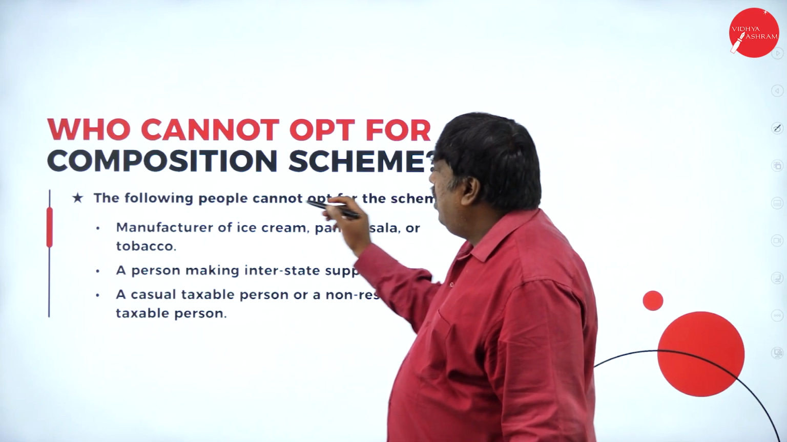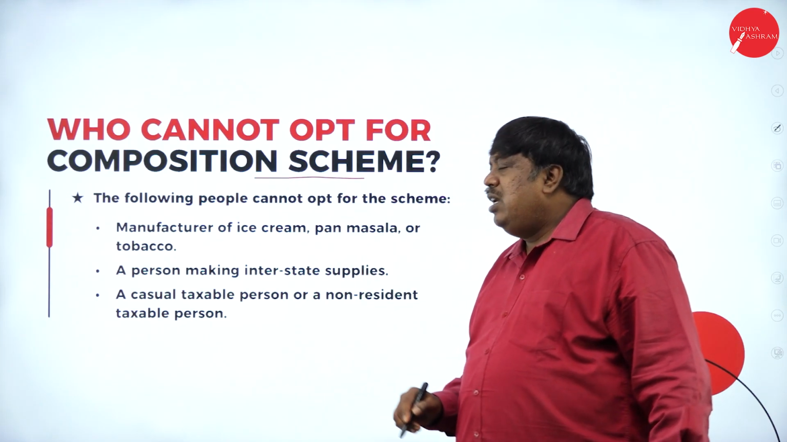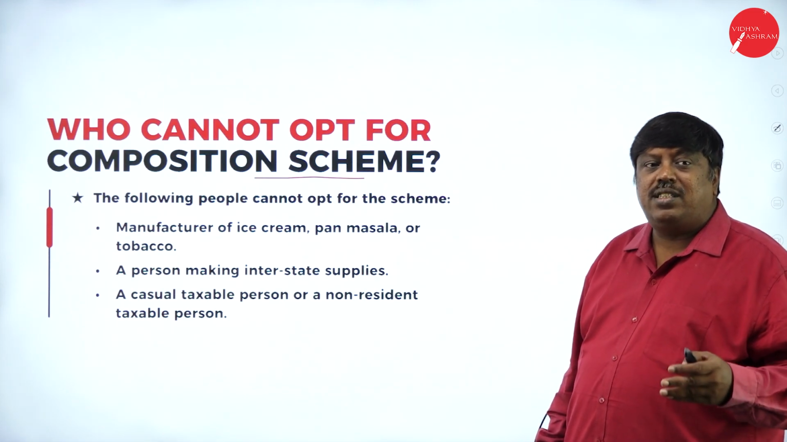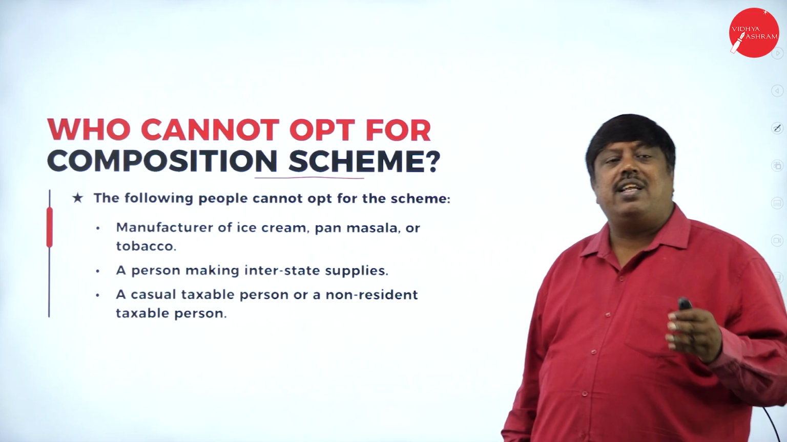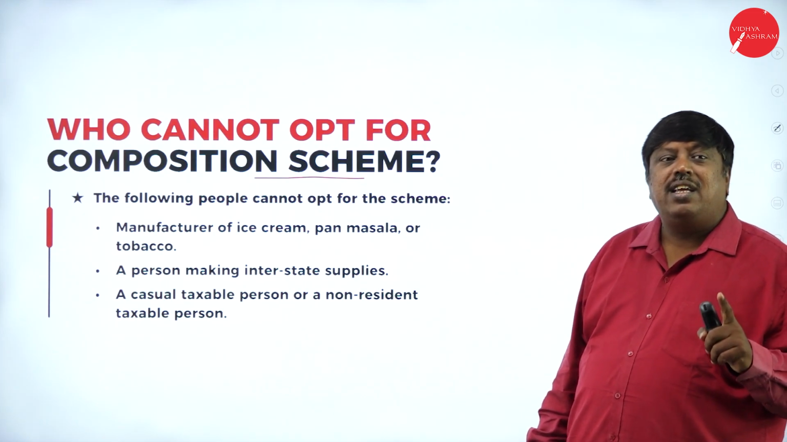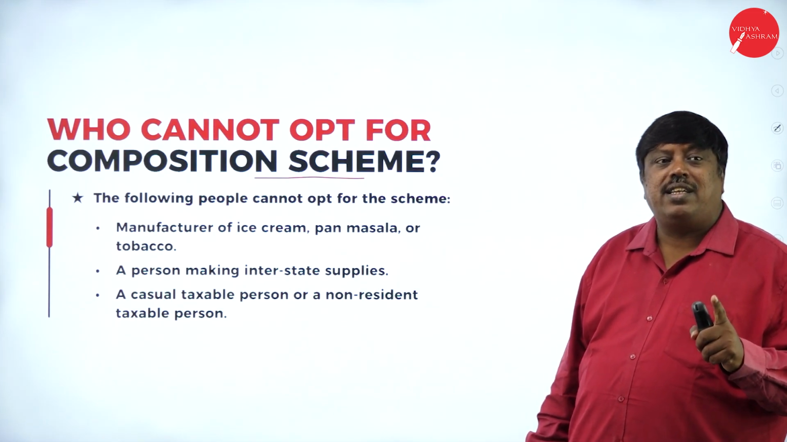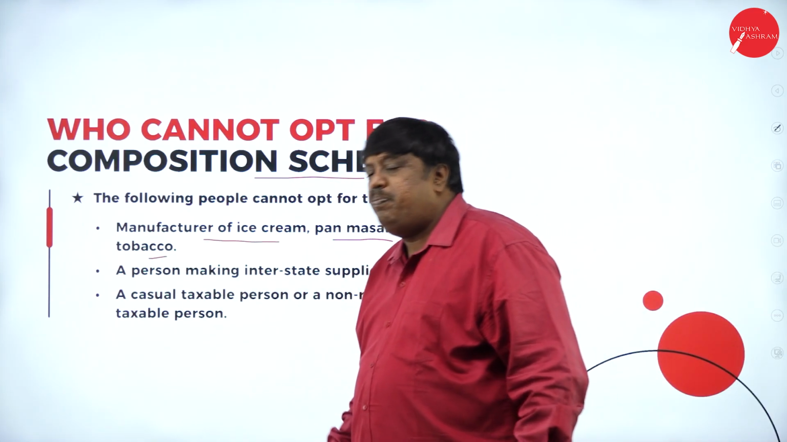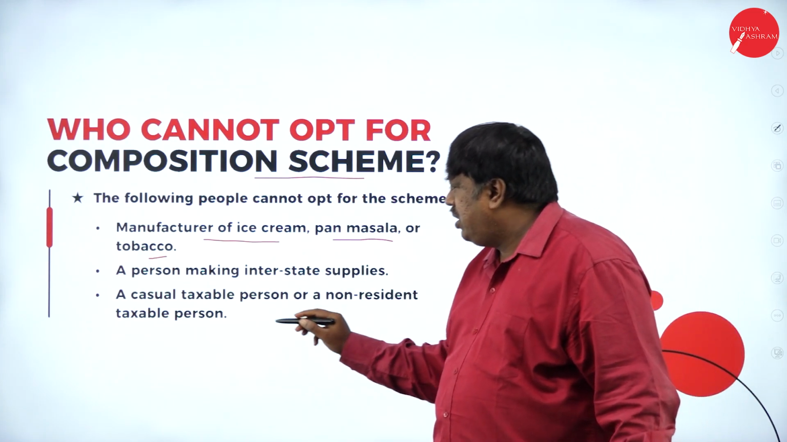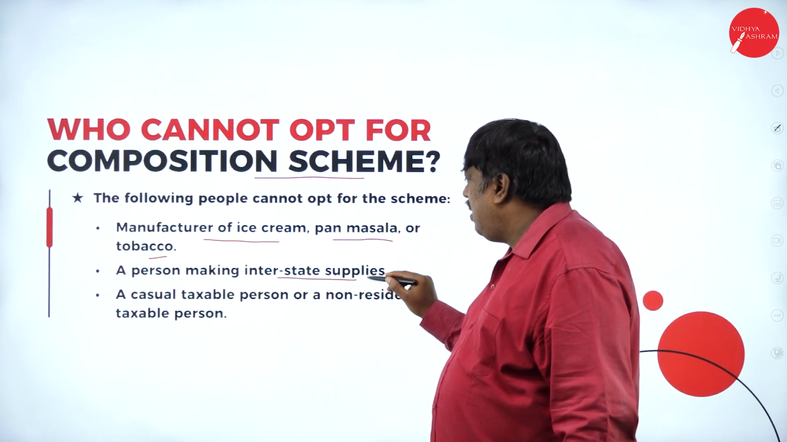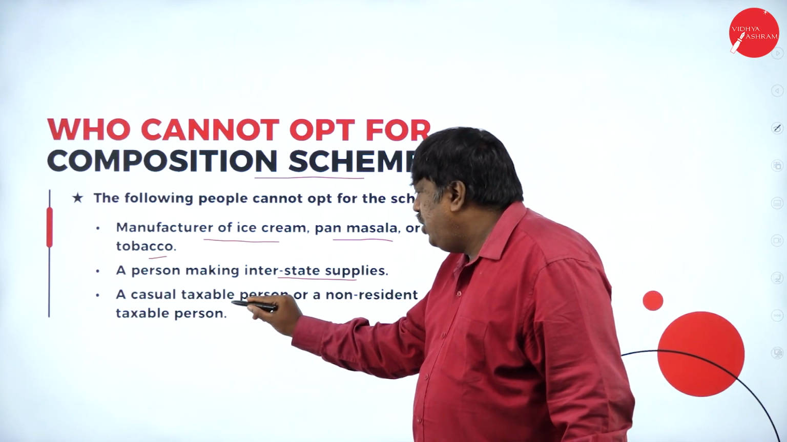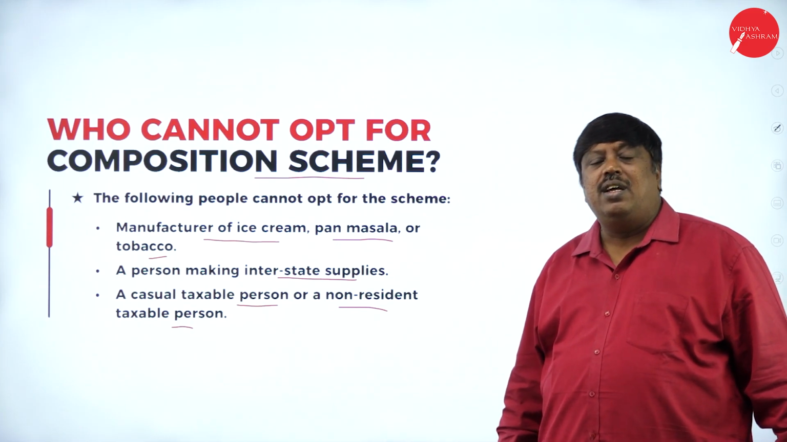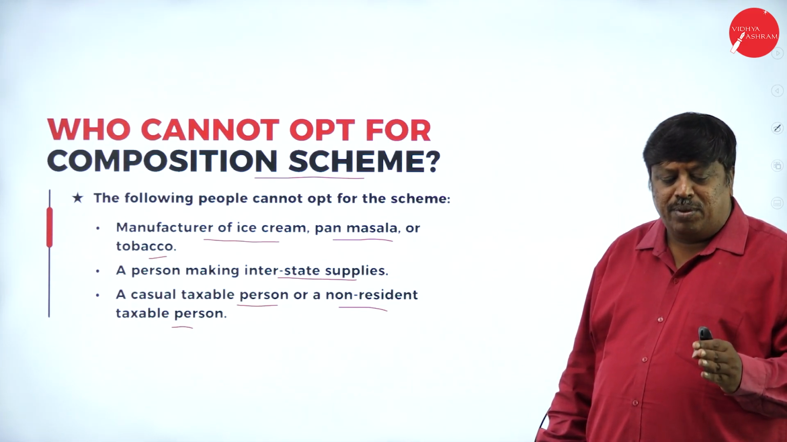Who cannot opt for the composition scheme? Here they're asking who is not eligible for the composition scheme. Composition scheme is nothing but certain traders can claim this benefit where the tax rate is only 1%, and they cannot claim the input tax credit benefit. Manufacturers of ice cream, pan masala and tobacco are not eligible for the composition scheme. A person making interstate supplies is not eligible. A casual taxable person or a non-resident taxable person is also not eligible for claiming the composition scheme.